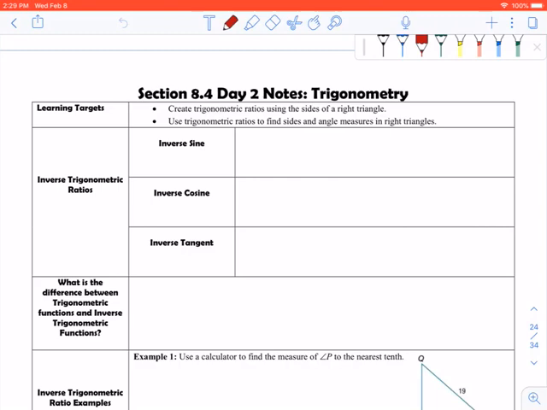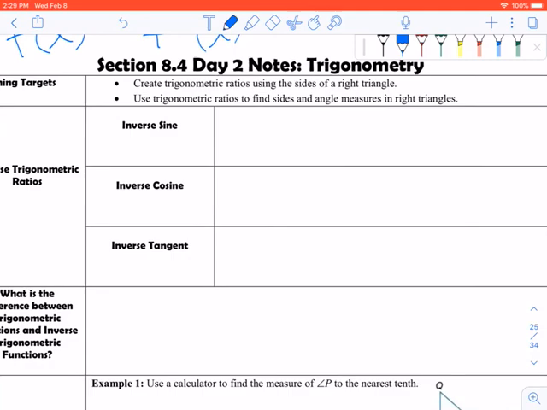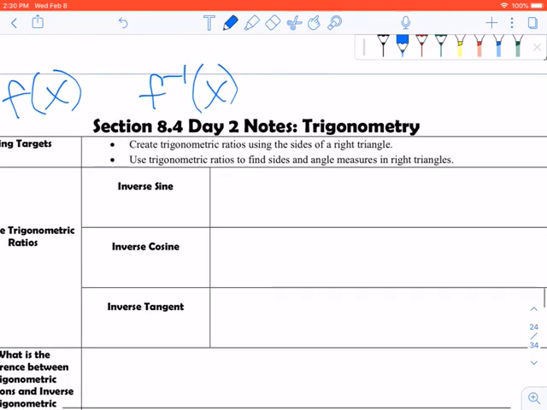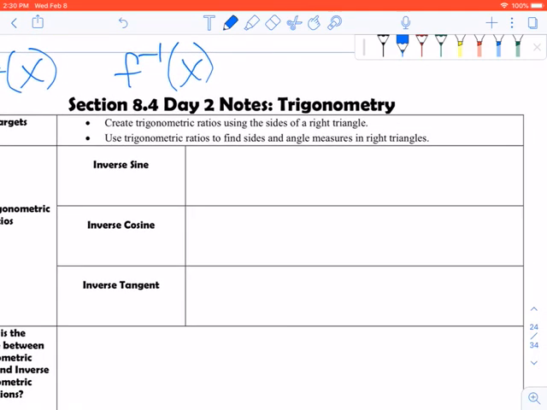Okay? So when we use these functions to solve for angles, we use what we call the inverse. If you think back to Algebra 1, when we had a function f of x, the inverse of the function is written as f of x with the -1 symbol. So when we talk about inverse sine, cosine, and tangent, we're going to have that little -1. That doesn't mean anything other than telling you it's the inverse.